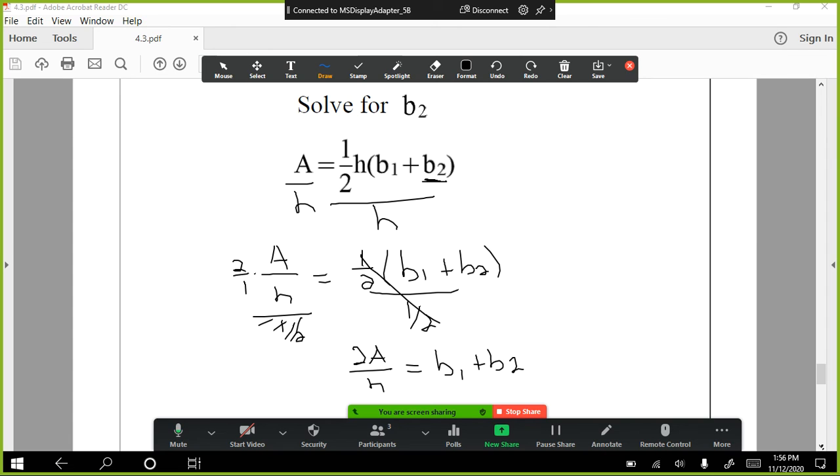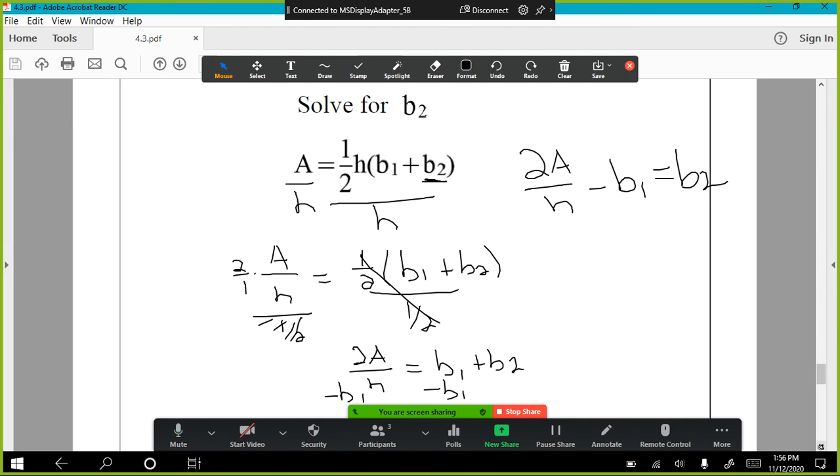Now I've got b1 plus b2, and I'm trying to get b2 by itself. Now I do the opposite. I'm going to subtract b1 from both sides. And now I end up with 2A over h minus b1 equals b2. And that's what's happened there. And I believe that is all we've got.